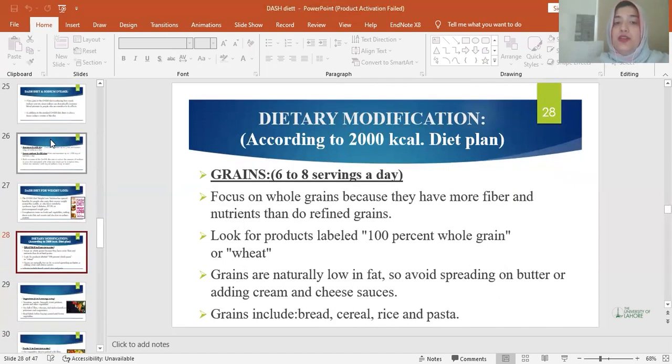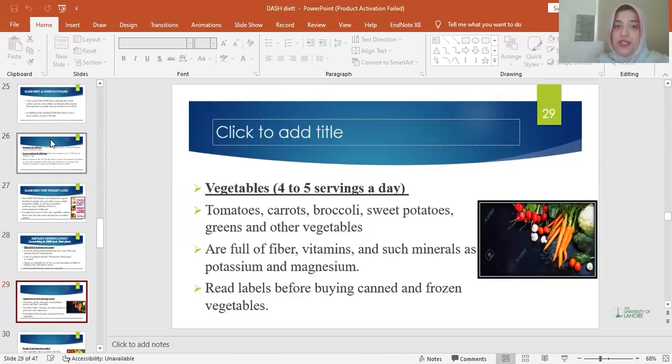Okay, let's have a look at the dietary modification according to the 2000 kilocalorie diet plan. Number one, we start with grains. Aim to have 6 to 8 servings of grains a day, and go for the products labeled 100% whole grain or wheat. Grains are naturally low in fat, so avoid spreading on butter or adding cream or cheese sauces on them. Grains include bread, cereal, rice, and pasta. Go for the complex version as compared to the simple or refined version.